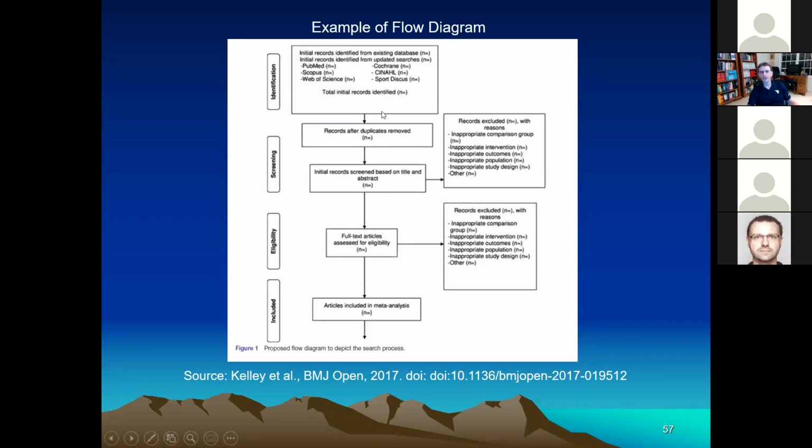So if you're doing your first systematic review with meta-analysis, you just say initial records identified from database searches.